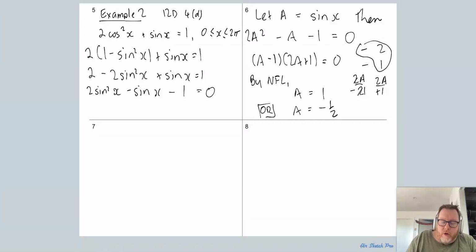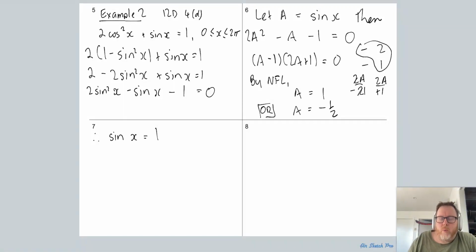Okay, now I'm going to return it back to what we're looking for, which is we're trying to find what x is, not what a is. So what is a? A is sine x. So therefore, the sine of x is equal to 1, or the sine of x is equal to minus a half. We'll tackle them separately, because otherwise it gets a bit confusing.